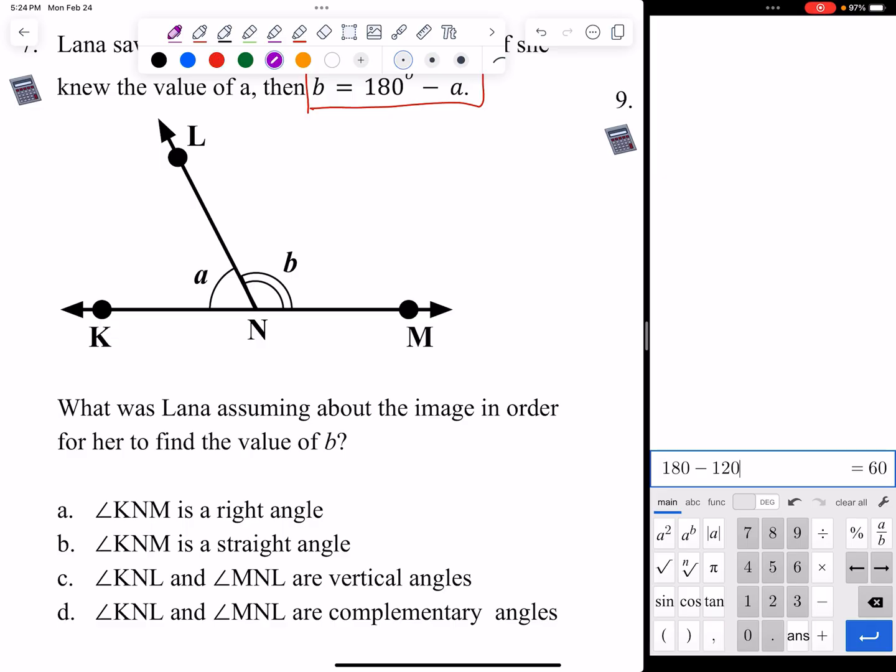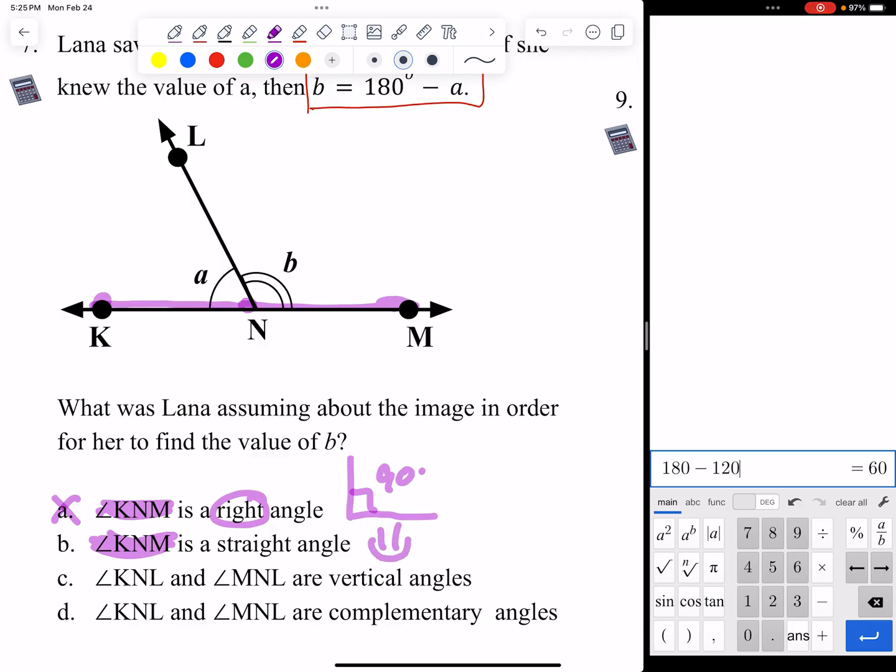So let's see the vocab that we have learned so far. KNM, because these are the same, so let's just trace it. So K, N, M. Is that a right angle? So a right angle looks like this. Does it look like that? Does it have 90 degrees? No. K and M is a straight angle. Can you see that K and M is a straight line?